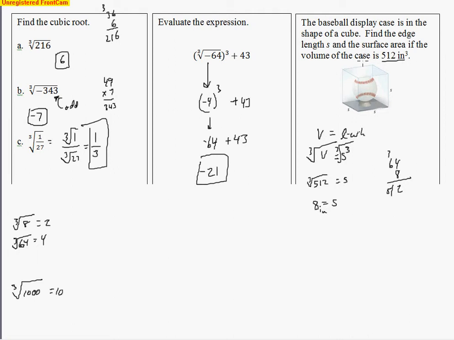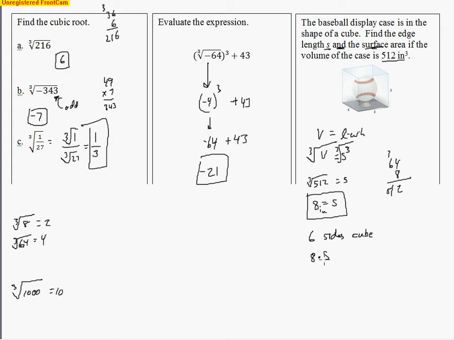See what they want. Find the edge length S and the surface area. So we have 2 parts to this problem. Edge length S is 8 inches. The surface area, well, there are 6 sides to any rectangular prism, 6 sides to a cube also. And so what we're going to do is take one of the sides and we're going to multiply it.